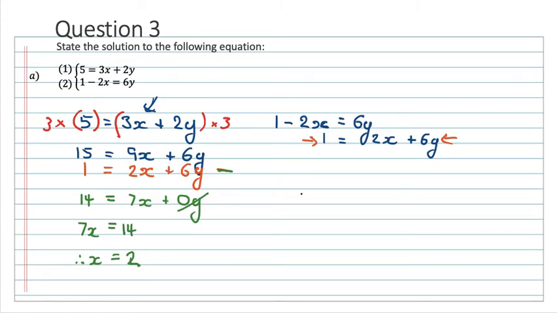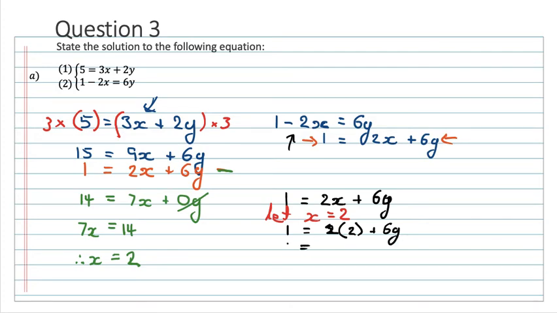Now putting it all back together, since x equals 2, we'll go with this form up here and we'll say 1 equals 2x plus 6y, and then we'll say let x equal 2, and that will be 1 equals 2 times 2 plus 6y. Solving, 1 equals 4 plus 6y, so taking 4 from both sides, negative 3 equals 6y, and therefore y equals negative 0.5.